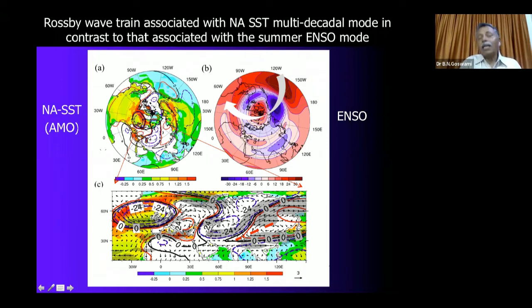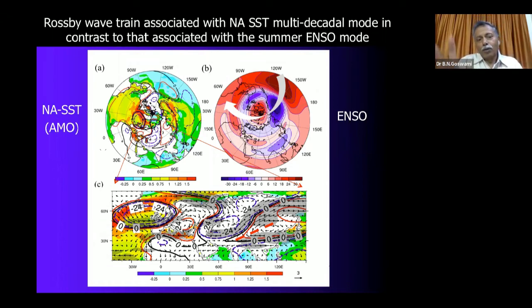Positive phase anticyclone will in fact enhance the monsoon, facilitate the monsoon to be stronger, whereas in the negative phase it will produce an anticyclone, and that anticyclone will inhibit the convection and thereby weaken the monsoon. So this is how it does.